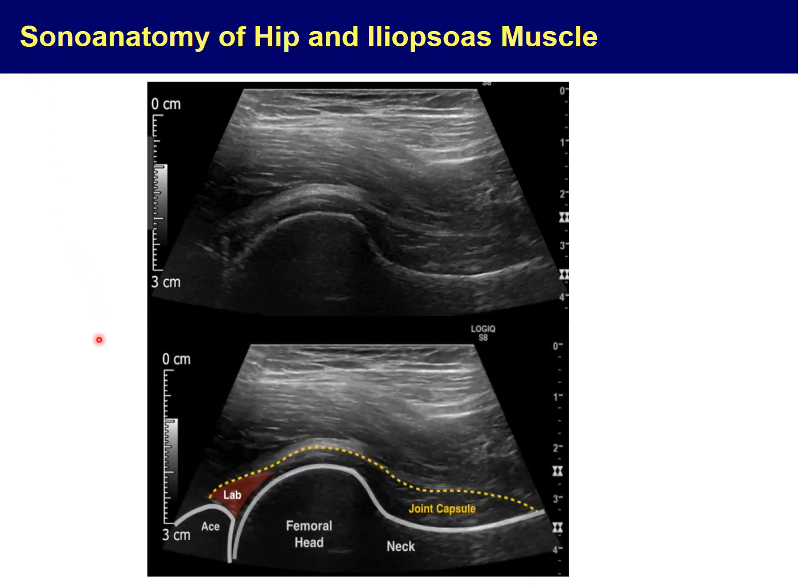The structures visible can be described as follows. This is the acetabulum, followed by the femoral head, neck, and the femoral shaft. This area here comprises the joint capsule with intracapsular or intra-articular ligaments. Therefore, it will always have a sort of complex fibrous structure. And on top sits the iliopsoas tendon and muscle.